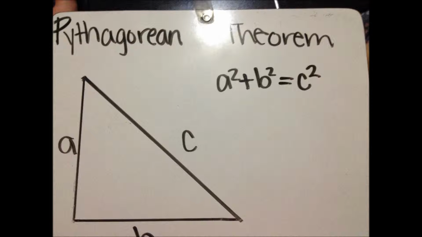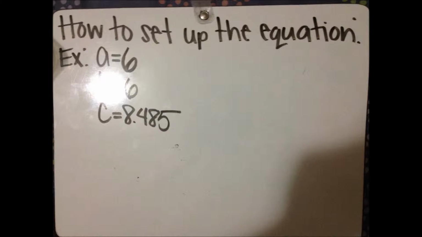Now, later we'll get into how the wide receiver uses the Pythagorean theorem, but now let's just learn what it is. The Pythagorean theorem is how you find the side lengths of a right triangle. Now, A squared plus B squared equals C squared is the equation for the Pythagorean theorem. A is the leg of the triangle, B is the other leg of the triangle, and C is the hypotenuse.